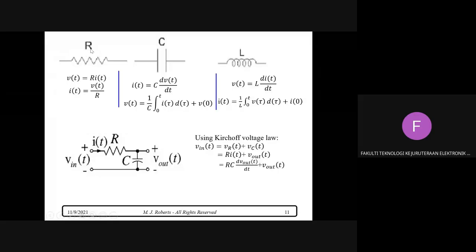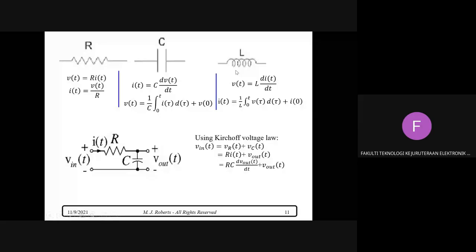Okay, here you have the R. The voltage across R is Ri. If you have current flowing through this resistor, Ri is the voltage, and I is V over R. And then for the capacitor, this is just to recall, okay? The current for the capacitor is C dV dt, and for the voltage you need to do the integration to get it.